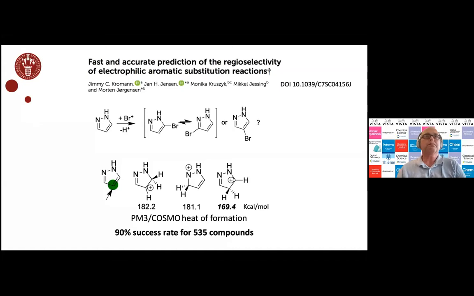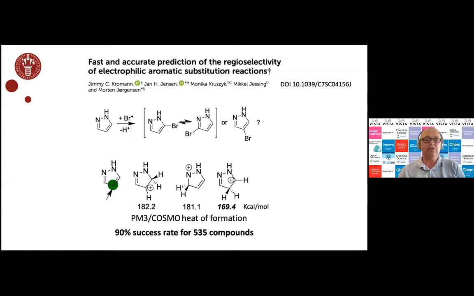We wrote a program that calculates this automatically, based on semi-empirical methods, which are somewhere between machine force fields and DFT. It's about 1,000 times faster than DFT and maybe 1,000 times slower than force fields, but it's still a quantum mechanical method, so you can make and break bonds.